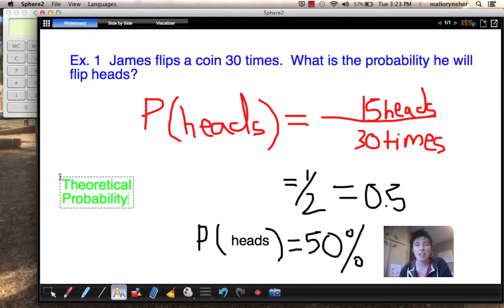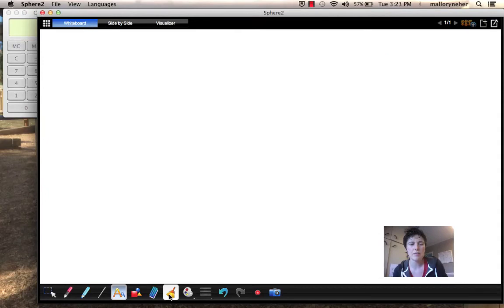But I didn't sit here and flip a coin. I did not do that for 30 times. If I had sat here and actually flipped that coin 30 times and wrote it down, then I would have been actually going out and doing an experiment. But I didn't. I did no experiment. So theoretical probability is when I'm not doing any experiment. I'm just trying to figure out what are the chances. I'm calculating it mathematically.